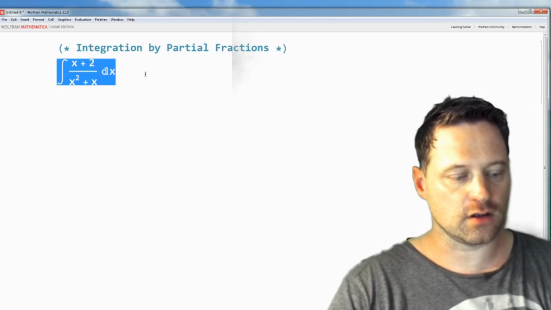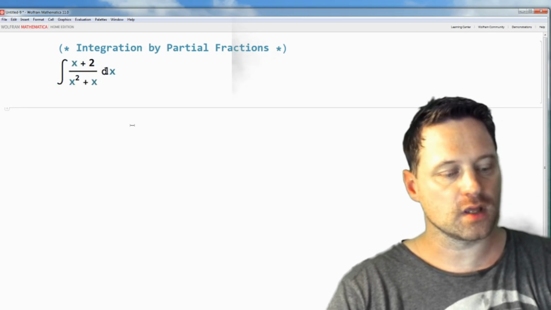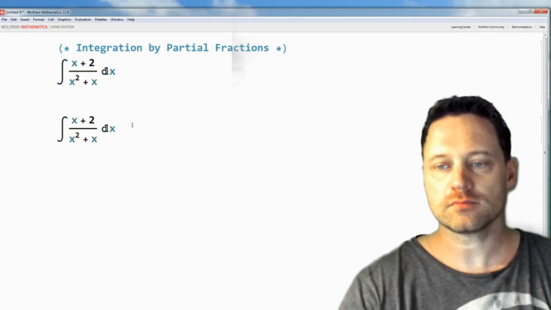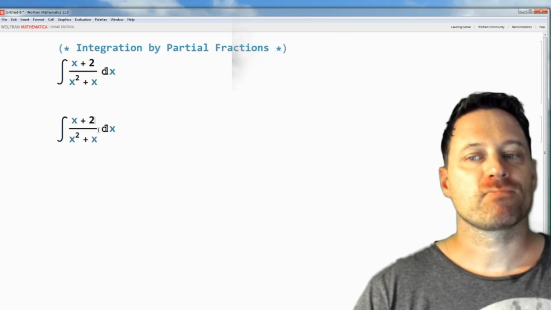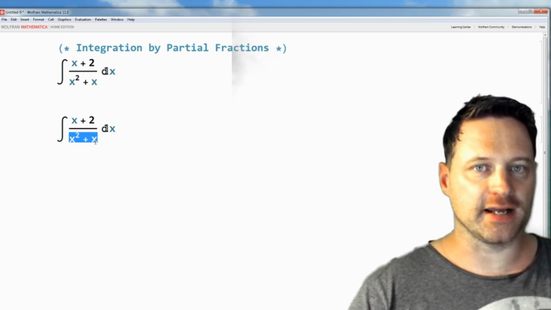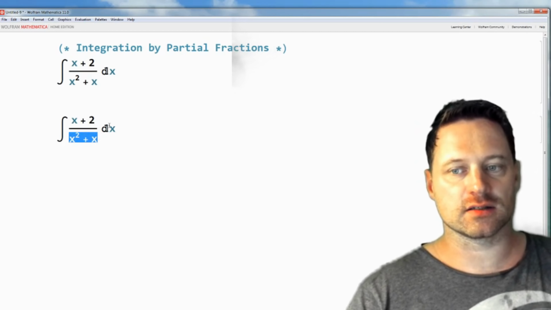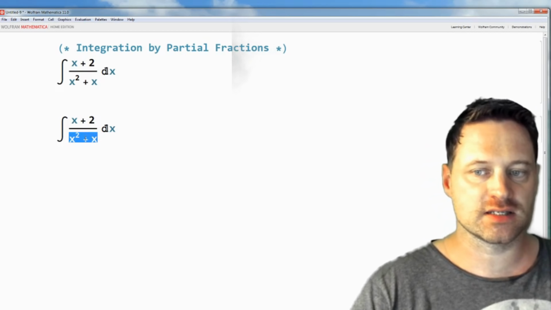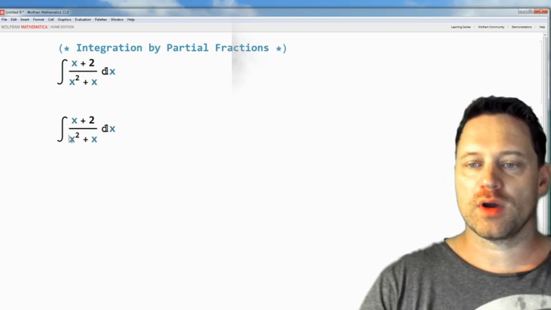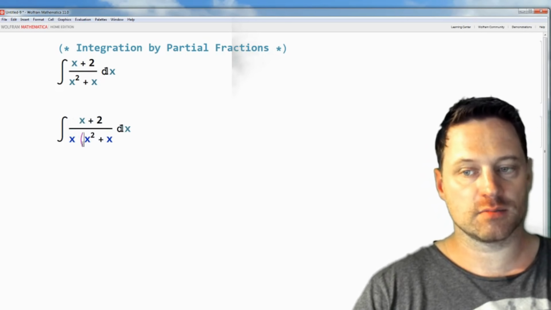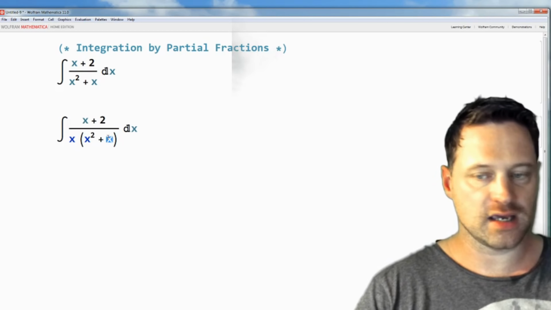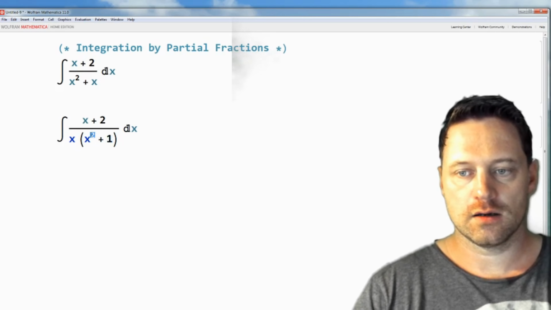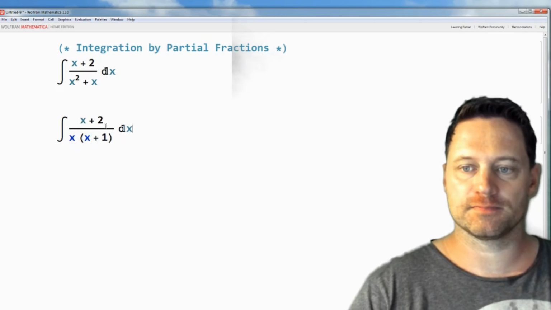Okay, so first of all, I'll copy it into a new cell, paste. Now what we're looking for is a way to separate the denominator into a product of two things. It's pretty obvious to factorize this denominator. What we have is x times (x plus 1). So pulling out the x, it's the same as this.